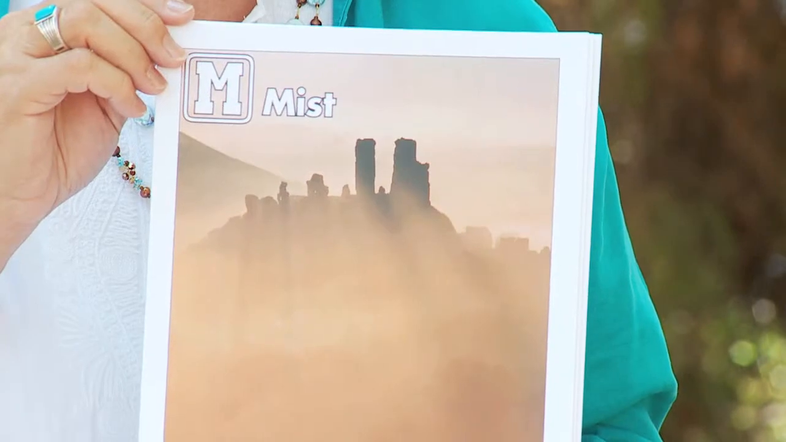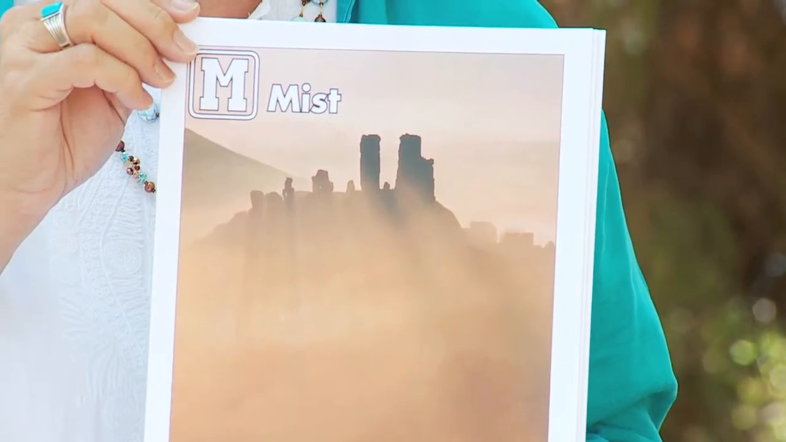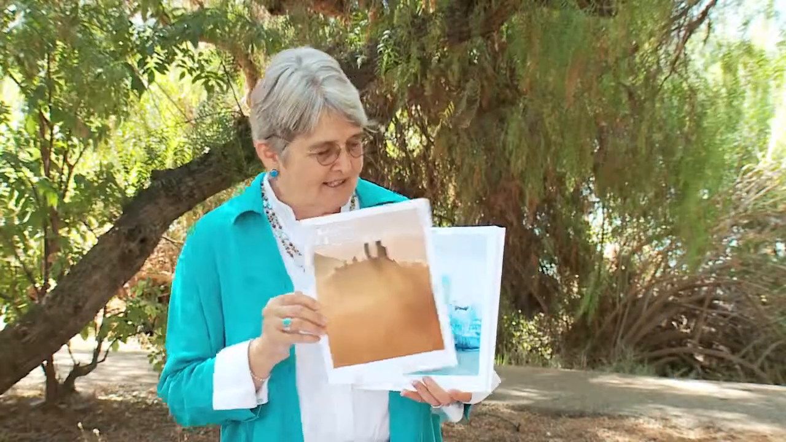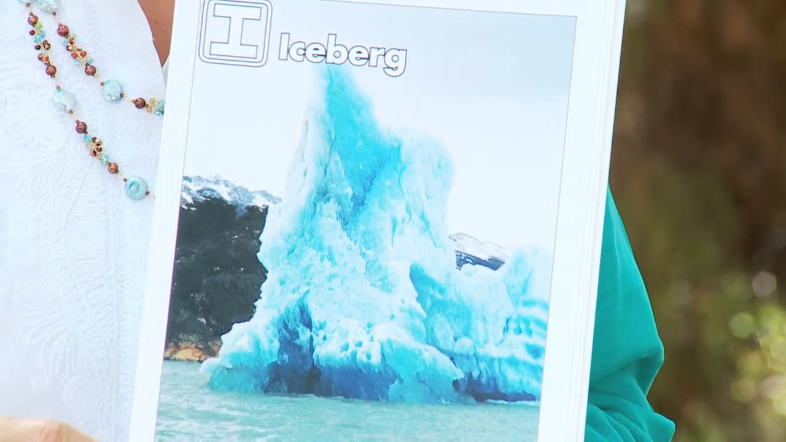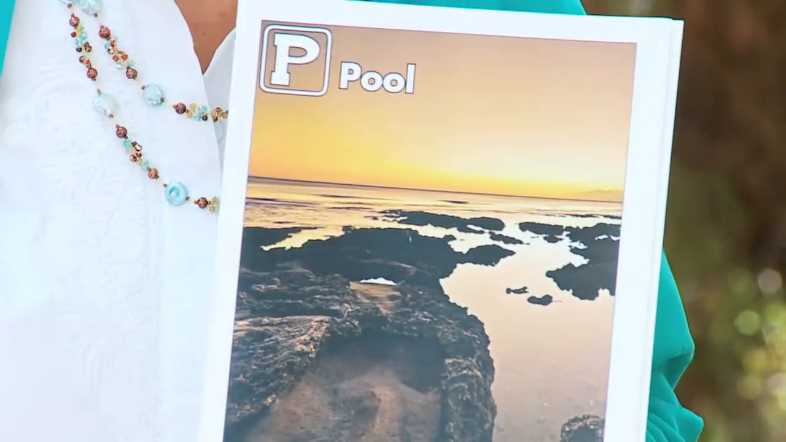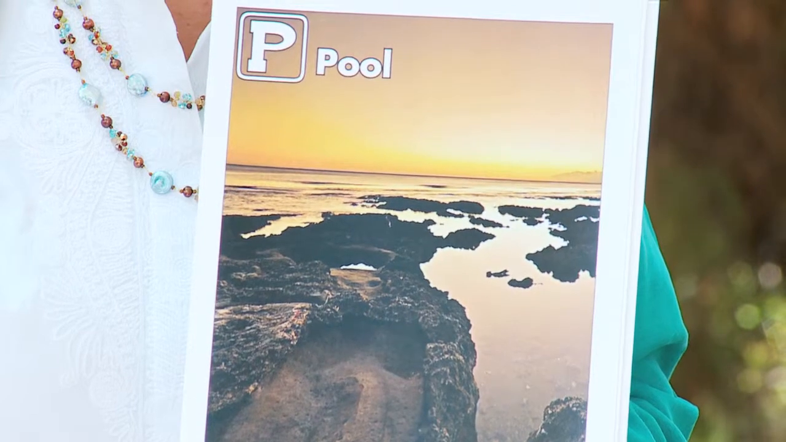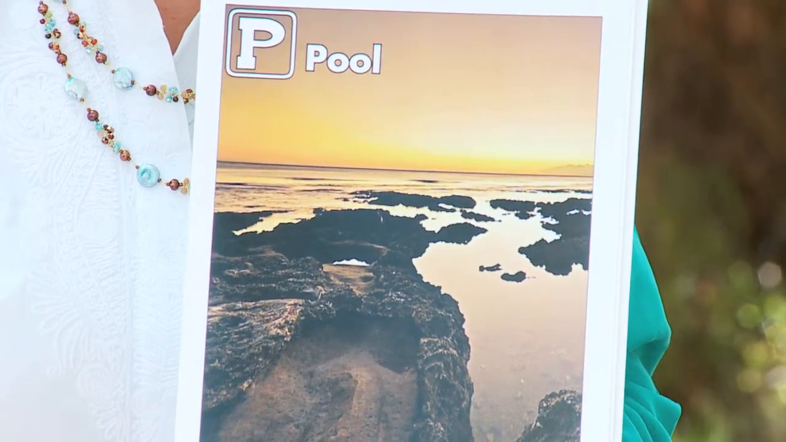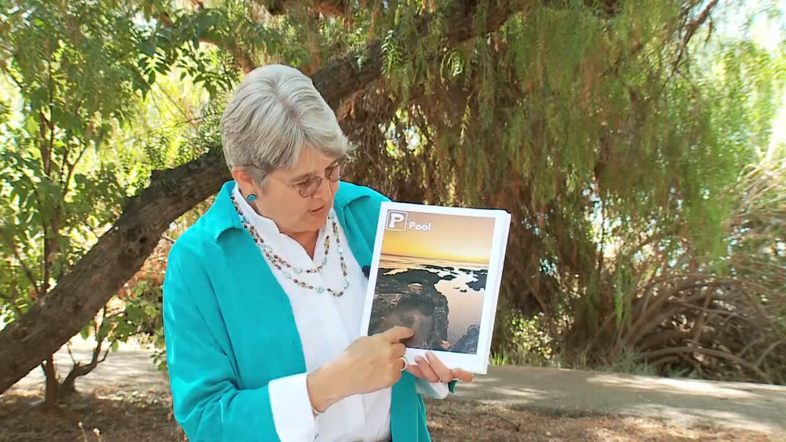Mist. A mist is a thin fog with condensation near the ground. An iceberg. Iceberg is a large mass of floating ice. It's usually broken off of a glacier. Pool. Now, I bet you think of a swimming pool when we say the word pool, but actually in our story we're talking about tide pools. When the tide comes in, it leaves a lot of water when it recedes or goes back out. And that water that it leaves is usually in pools. We have three in our story. There's one here, and there's one there.